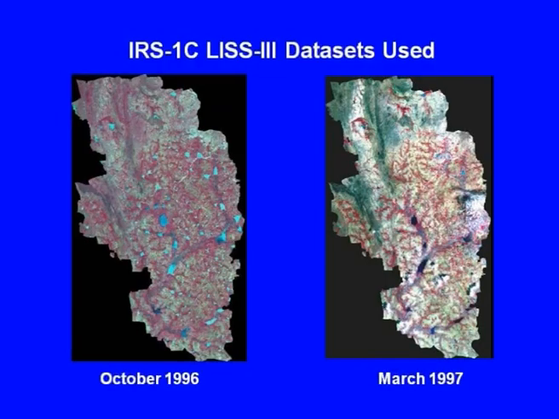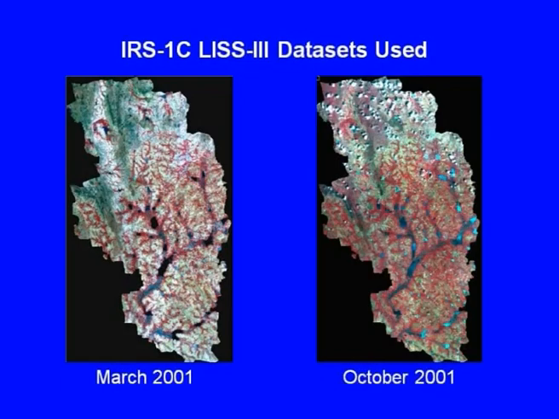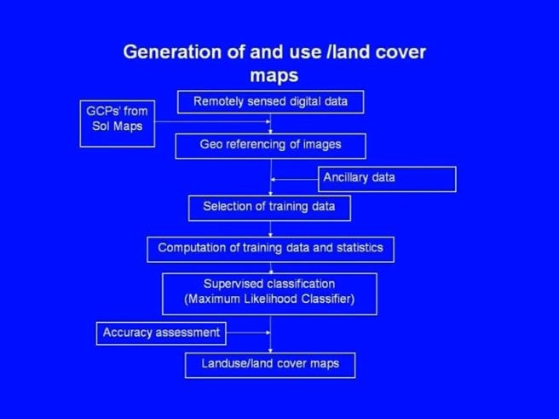So, for this, certain time series satellite data for the study area have been selected. These are primarily pre-monsoon and post-monsoon data sets which have been taken. For example, October 1996, March 1997, March 1999, September 1999, March 2001, October 2001. So, these are the pre and the post monsoon seasons, on the basis of which we are now going to proceed to, first of all, generation of the land use and land cover map using remotely sensed data.